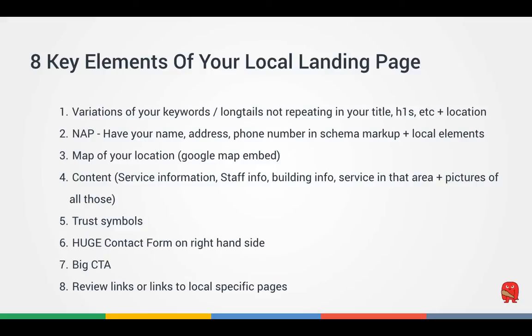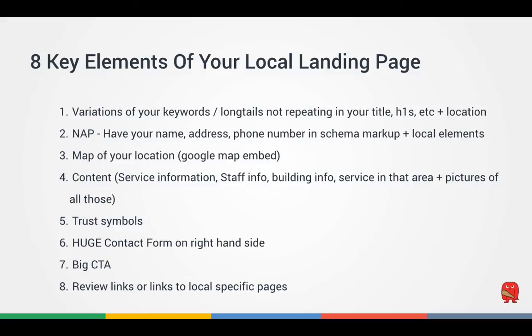Number 3, you're going to want to have a map of your location. You can do this easily. You can just have a Google map embed that works perfect. 4 is content. Basically, you're going to want to have all your service information, staff info, building info, what you do in that area, plus pictures of all those, any kind of rich media that you can throw in there.